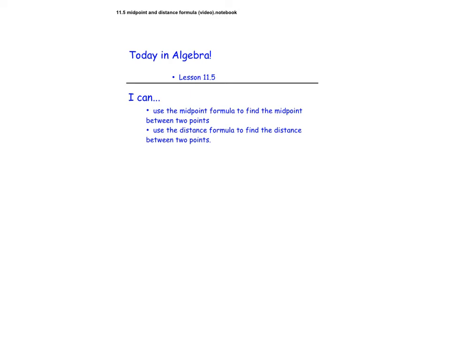All right, and in this final lesson, we're going to learn how to use two various formulas that relate to graphing. We're going to learn how to use the midpoint formula in order to find the midpoint between 2 points on a graph, and we are also going to use the distance formula to find the exact distance between 2 points.